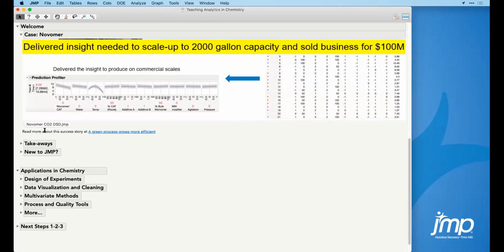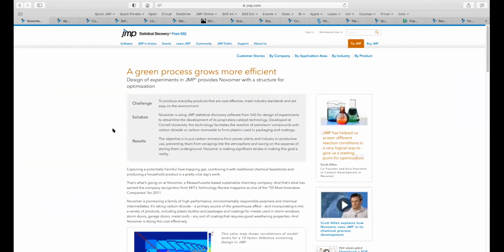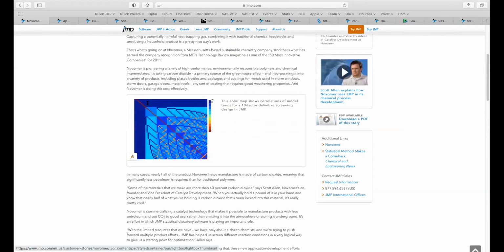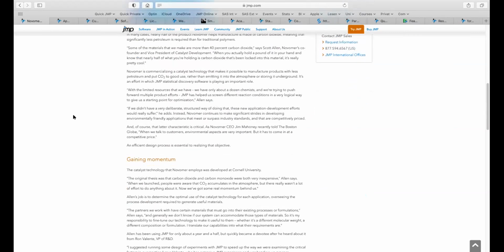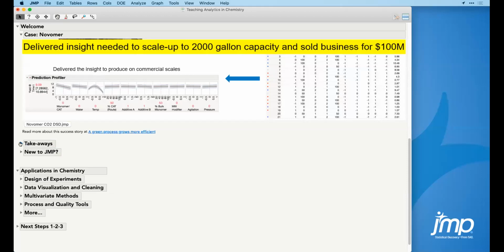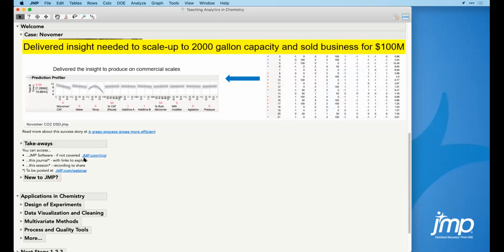So you can read more about this success story if you look at our customer success stories, and you can get access to this one. And there's also a statement here you can listen to and read more about that story if you want to know this, and how to get access. So these are your takeaways from today's session.